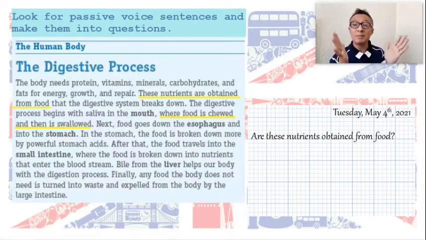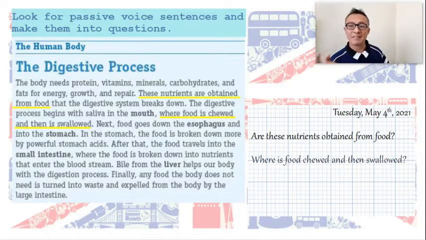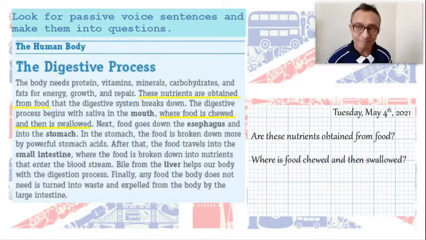I must begin with the question word. So I'm going to keep the word where in its place and move the auxiliary be before the subject. It means, where is the food chewed and then swallowed? There is no need to repeat the auxiliary with the second verb. Okay, let's go ahead.